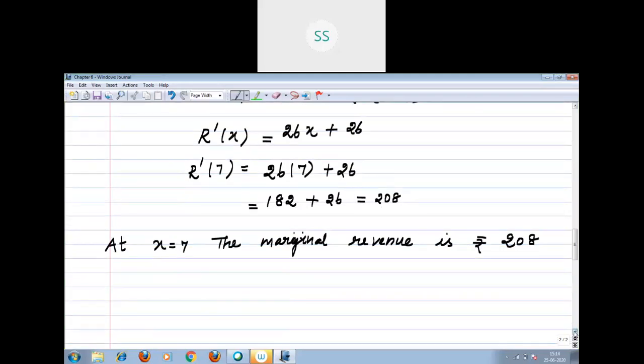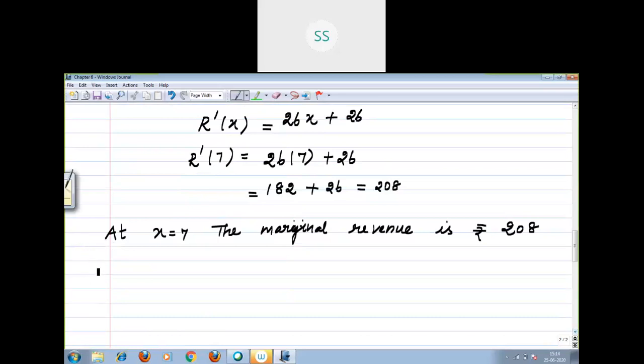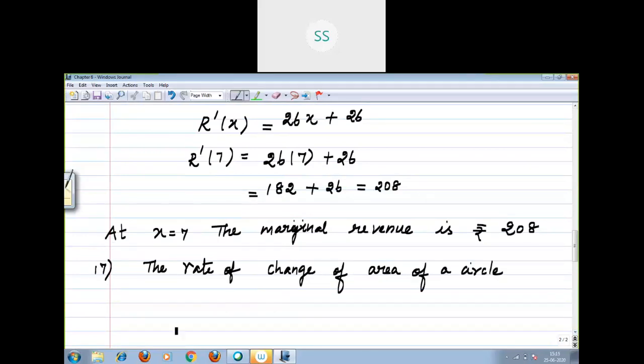Now we will pass on to question number 17. The rate of change of area of a circle with respect to its radius r at r equal to 6 centimeter.